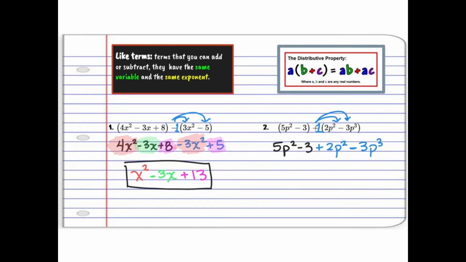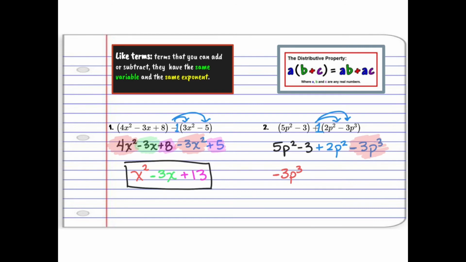Okay, so at this point, there are no more parentheses. Now we're going to start adding and subtracting like terms. So let's start always with the one with the highest exponent. In this case, negative 3p to the third power. So this is going to be negative 3p to the third power.